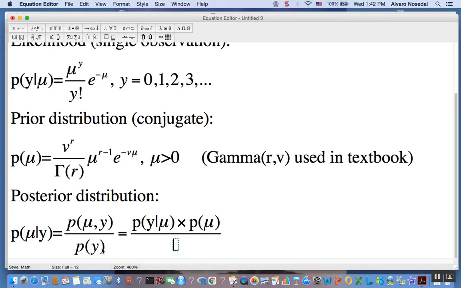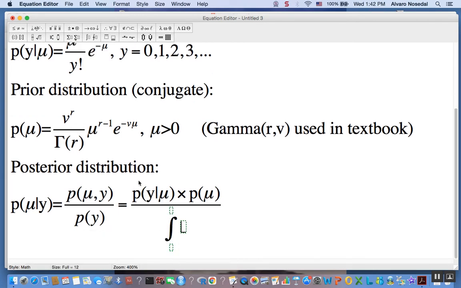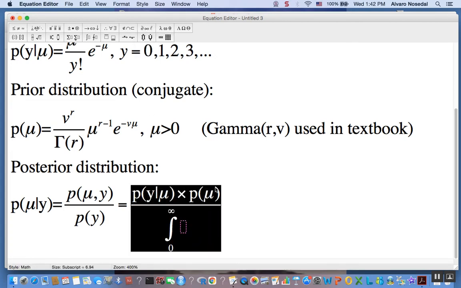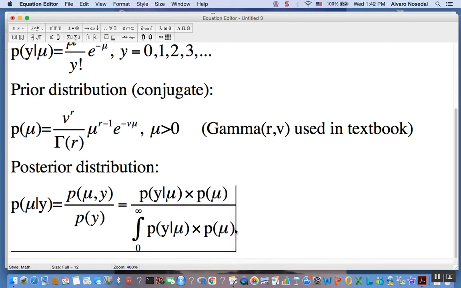And then here, this guy, the marginal would be the integral, right, of the joint with respect to the other variable. The other variable would be mu, and since mu is positive, it would be the integral from 0 to infinity of that product, and we are integrating that product with respect to mu. Make sense?